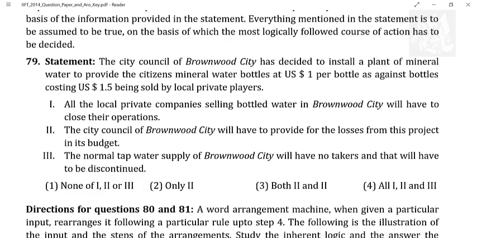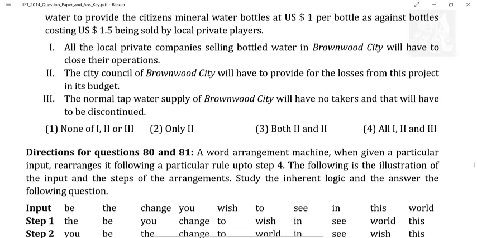Third one. Normal tap water supply will have no takers and that will have to be discontinued? No. So the answer is only 2 because the city will have to pay for the losses because that will affect the private players. Fine? That's perfectly the course of action.